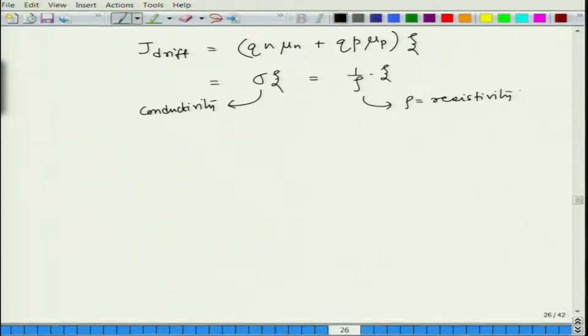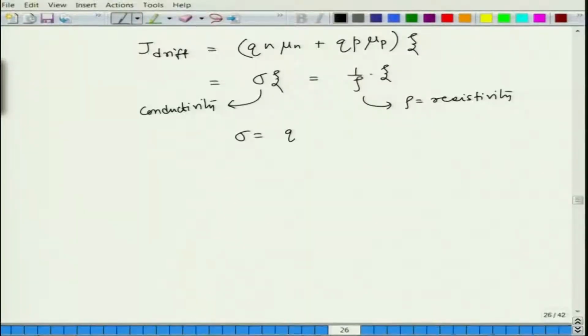So, now you know what is the source of this resistivity or conductivity. So, conductivity you can write in terms of q into n mu n plus p mu p, right. So, it is not a black box anymore, you know from where all these things are coming. Now, other than the drift current, what we have is the diffusion driven motion or diffusion driven current.